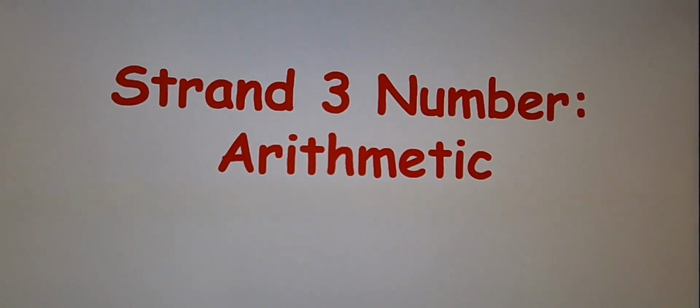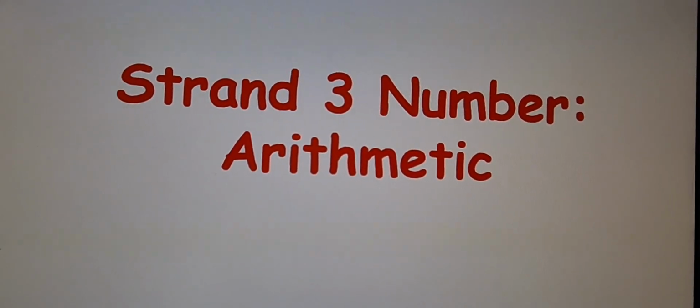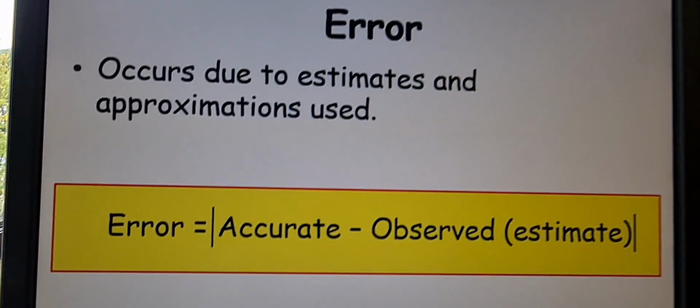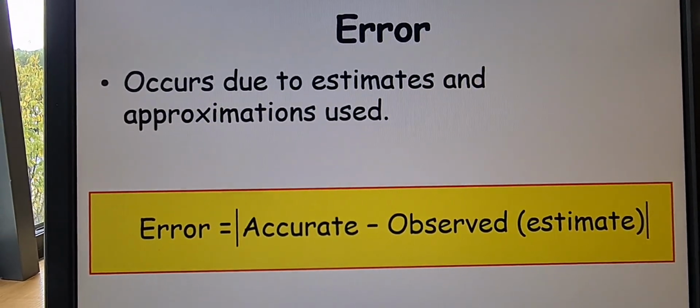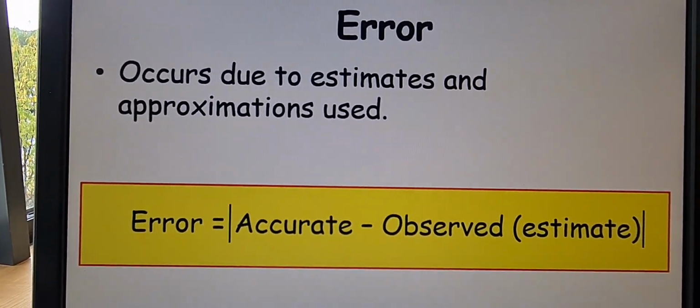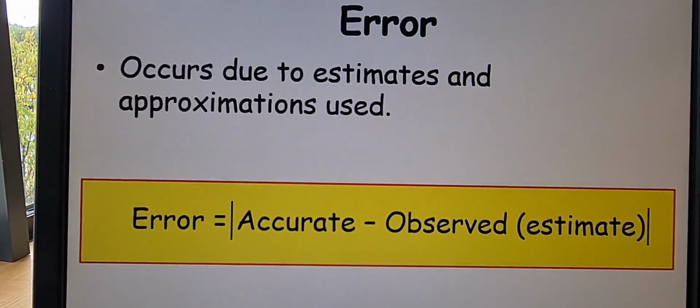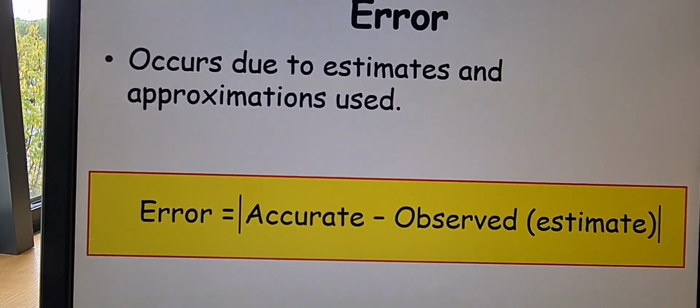Okay, we're going to look at arithmetic next, which is in your books. And these notes need to be taken down. So what does error mean? It is when errors occur due to estimations versus accurate values.